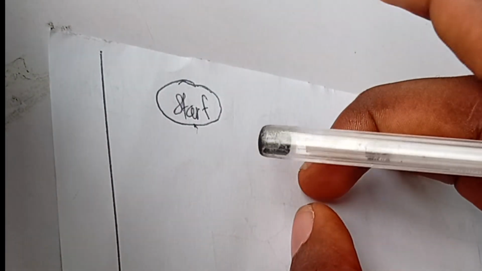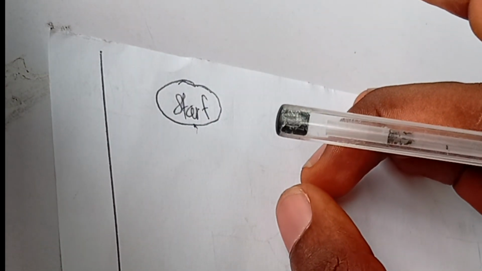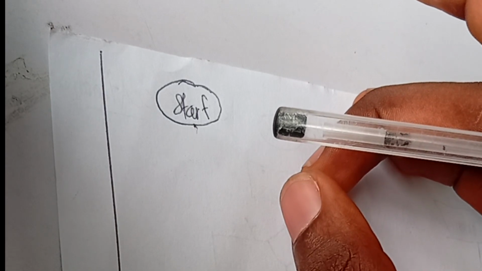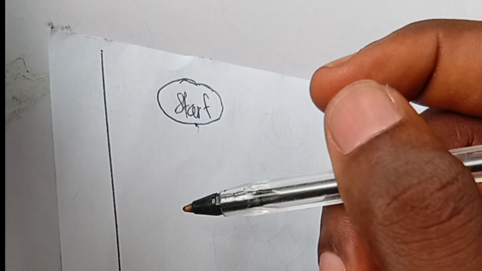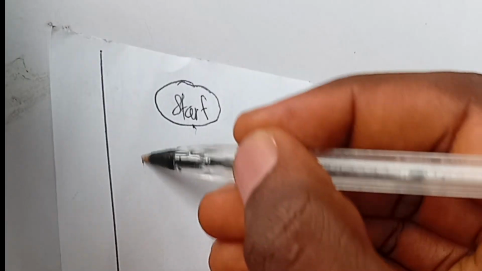Well, we're going to write the pseudocode, that's the algorithm, and we are going to draw the flowchart. What do you guys think of it? So without any wastage of time, let us begin. So the first thing we want to do is have a very clear idea of what we are to design.